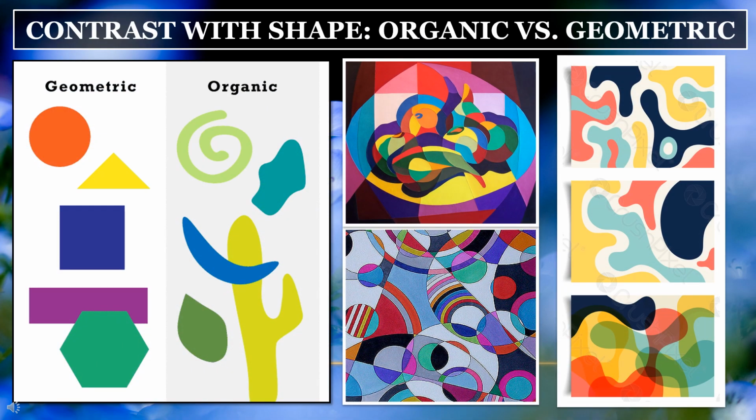Contrast with shape: organic versus geometric. Most shapes can be categorized as either geometric, such as rectangles, triangles, circles, etc., or organic, fluid, nature-inspired. The angular uniformity of geometric shapes can contrast nicely with the often curving, asymmetrical qualities of organic shapes.